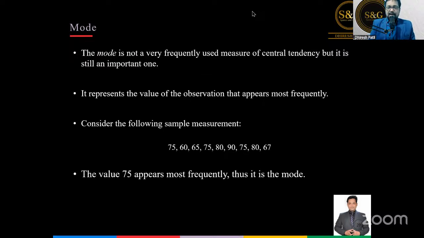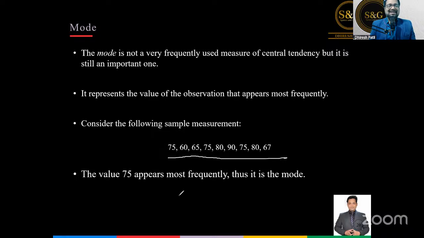Mode is the most frequently occurring data in the data set. Whichever data is coming back the maximum number of times, repeating the maximum number of times, that is called the mode. Most frequently occurring data point. So in this data set, what is the most frequently occurring data point? Type in the chat box. Observe this data set very clearly, and which data point is coming the maximum number of times. Type in the chat box, everybody.